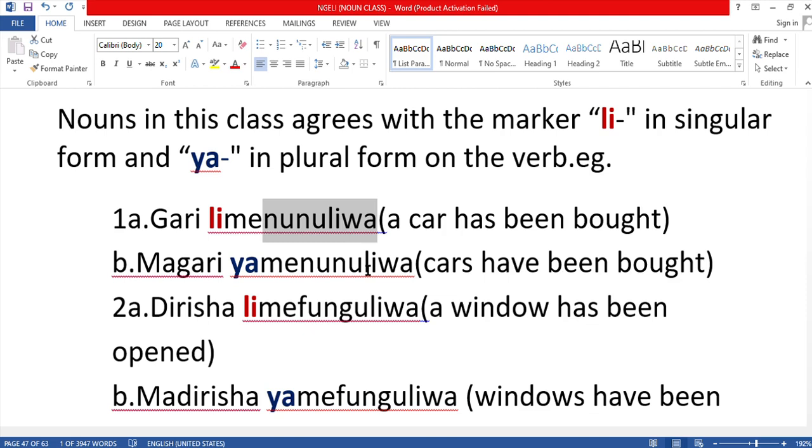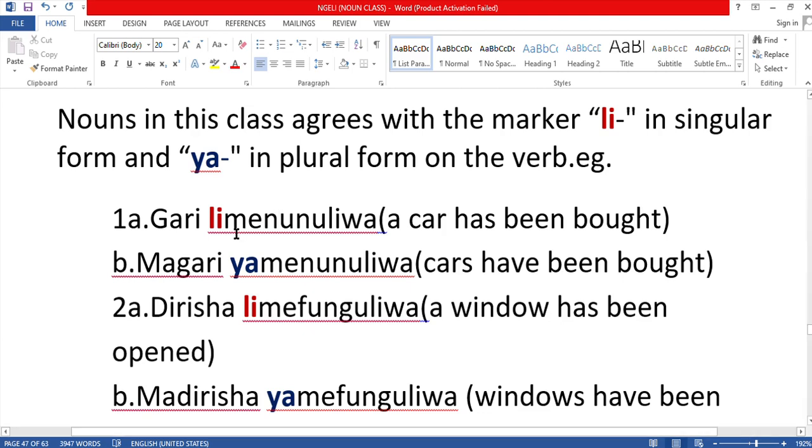Li is not a prefix for past tense, it's an object prefix. Here, me implies that something has just happened, not a long time ago, but recently. In English it is implied as have or have been. For example, I have eaten, nimekula. The verb is kula.